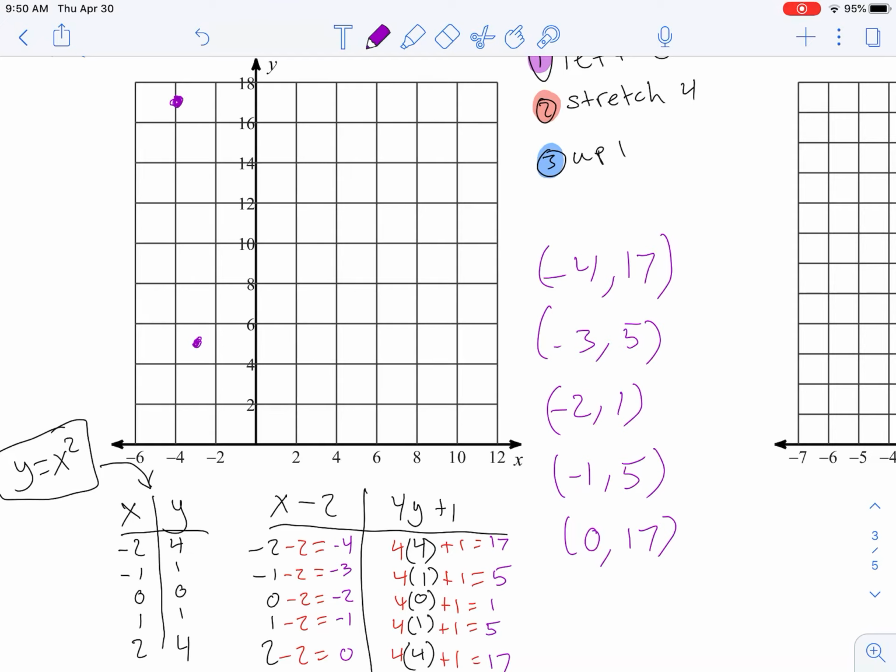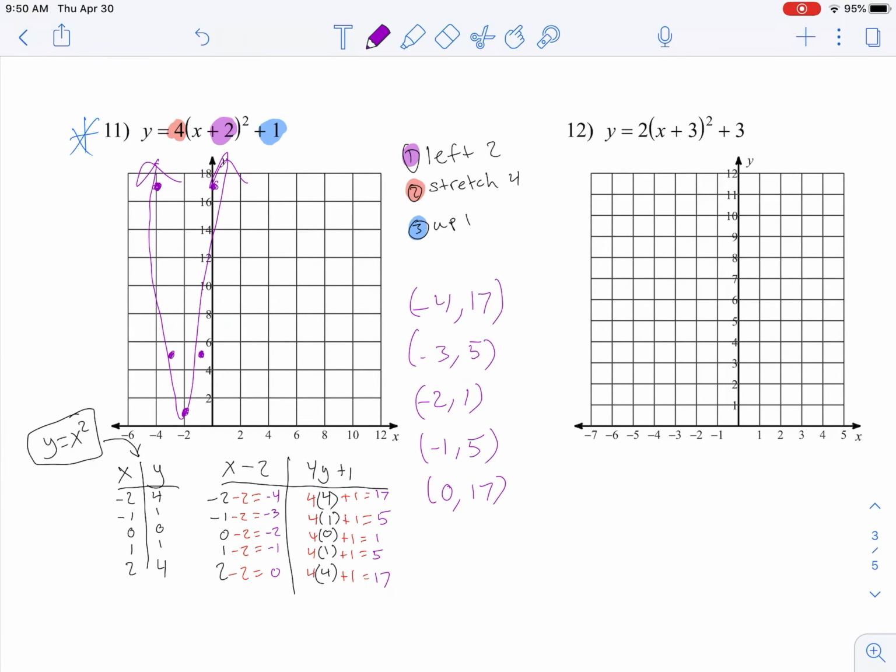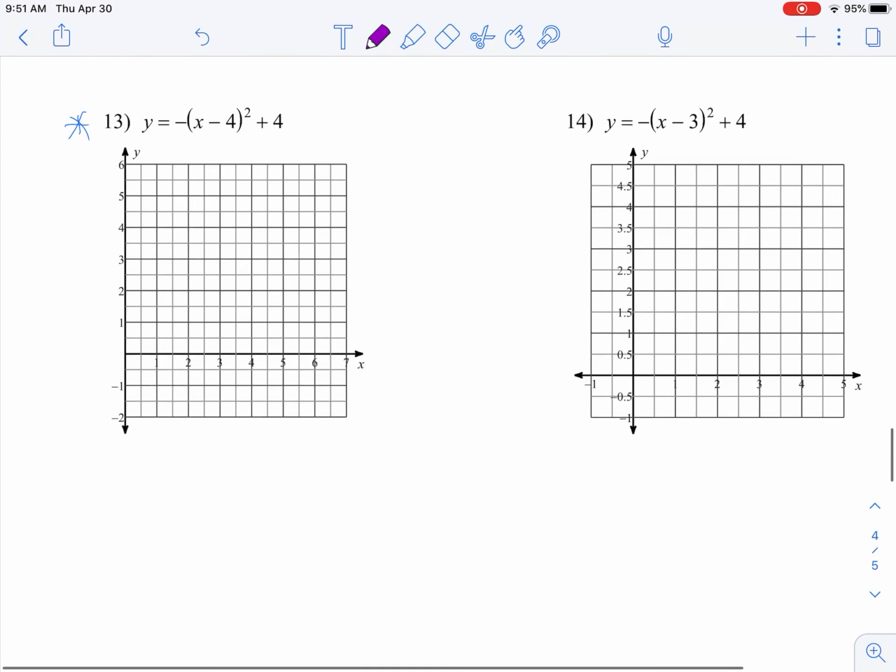Negative 2, 1. Again, it's like in between. Negative 1, 5 is going to be up here. And 0, 17 is going to be up here. So if you see a stretch of 4, look at how stretched out that parabola looks. It made it really tall and skinny. Okay? And then we'll talk about number 13.